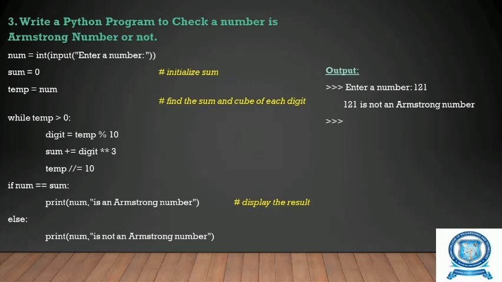This calculation keeps on repeating until the condition becomes false. Okay, so when it becomes false, it comes out. Then it checks if num equal to sum. If num equal to sum is true, then we print it as an Armstrong number, else we print it is not an Armstrong number. Here we have given 121, so "not an Armstrong number" is retrieved as the result.